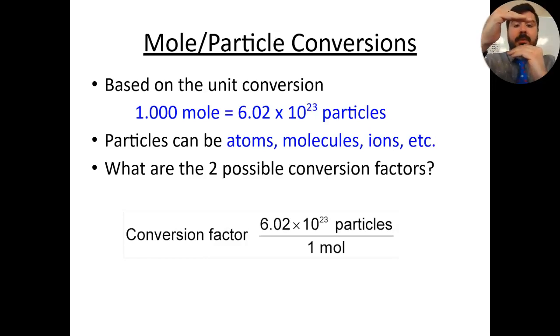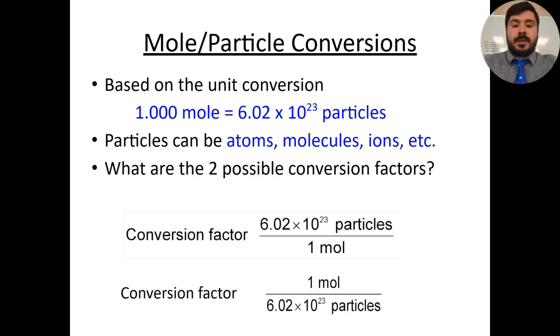Now, all I have to do to create my second conversion factor is swap them. Put what's in the denominator in the numerator, and what's in the numerator in the denominator, and you are given this: 1 mole now in the numerator, and 6.02 times 10 to the 23rd particles in the denominator. And guys, when I see you in class next, I'll show you exactly what you're supposed to do with these two conversion factors. Okay, see you in class.